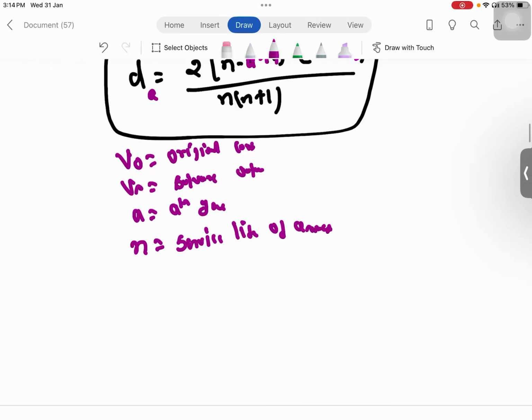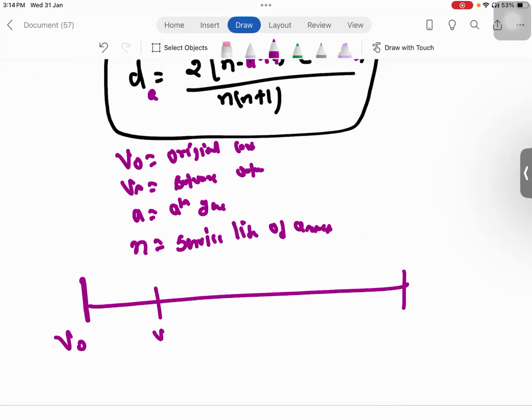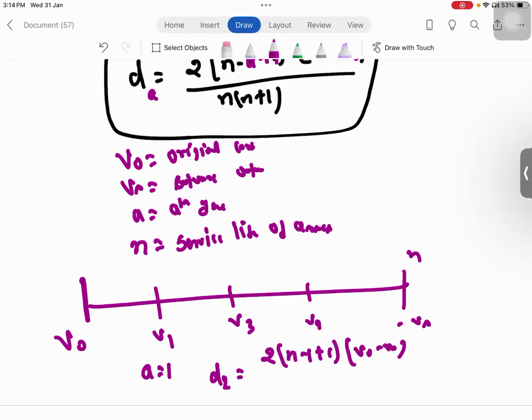Once you have calculated depreciation in a year, let's say this one is your V0, this one is your V2, V3, V4, and let's say Vs. Let's say this one is your first year, so you substitute A equals 1. You can calculate depreciation in the first year, which equals 2 into n minus 1 plus 1, into V naught minus Vs, divided by n into n plus 1. So n will be given to you, and based on that, you have calculated D1.